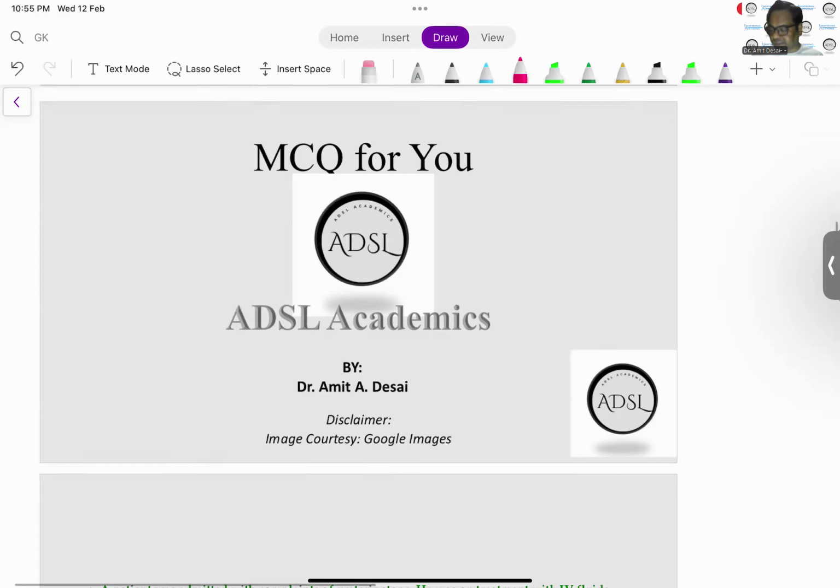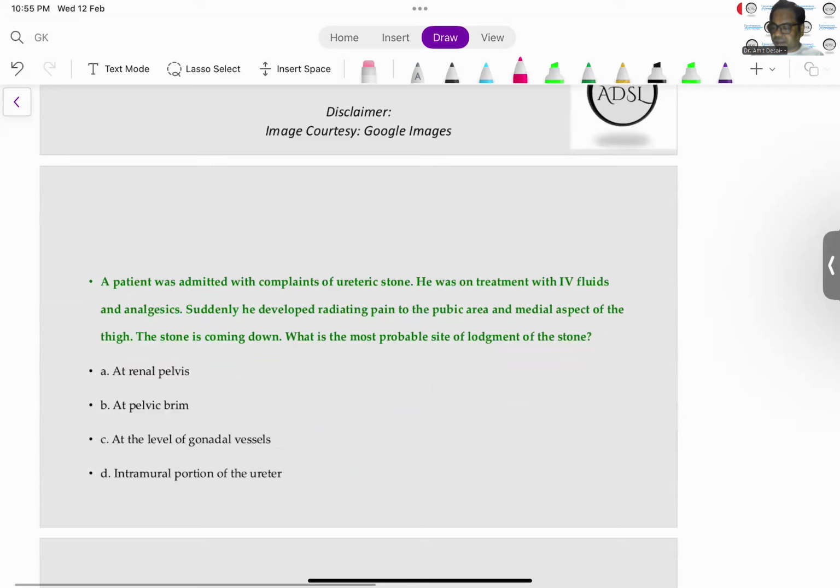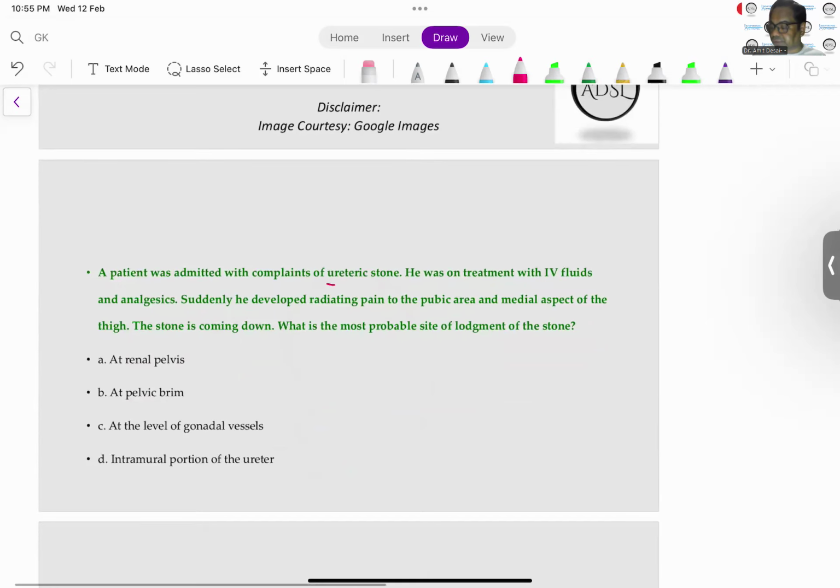So let us take this question. A patient was admitted with complaints of ureteric stone, ureteric calculi. All right. He was on treatment with IV fluids and analgesics. Suddenly, he developed a radiating pain to the pubic area and medial aspect of the thigh. The stone is coming down. What is the most probable site of lodgement of this stone?